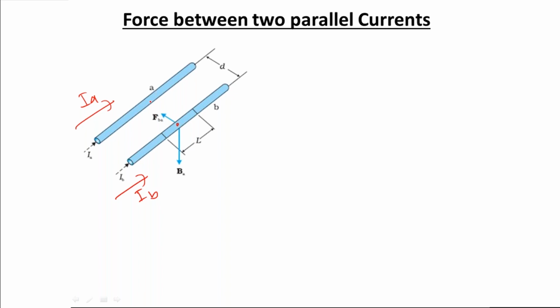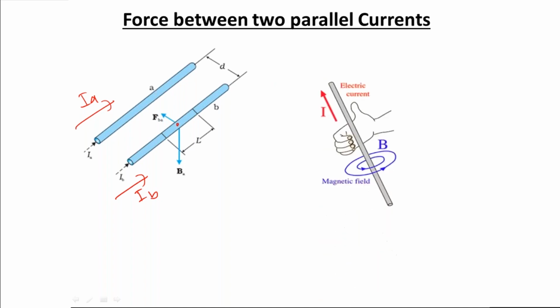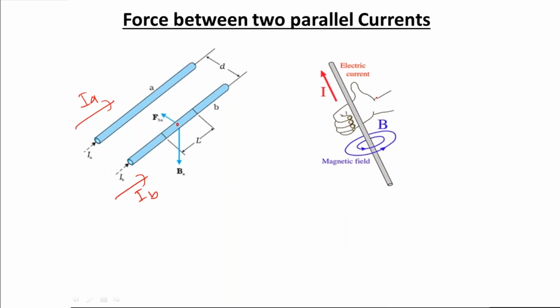Okay. We have to see what is that magnetic field and what is the direction of the magnetic field there. So as you know, you have to use your right hand thumb rule, to know the direction of the magnetic field. And what is the magnitude? First of all, let us see the magnitude of the magnetic field due to current IA at a distance D. You can do this by using Ampere's Circuital Law that we have discussed in the last two classes.